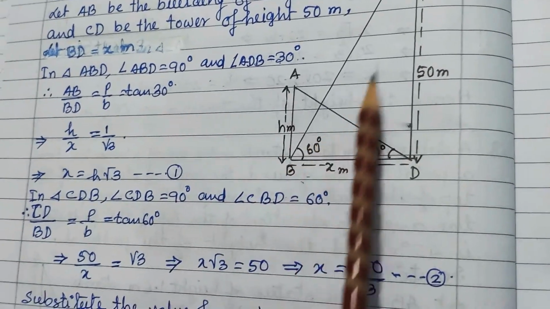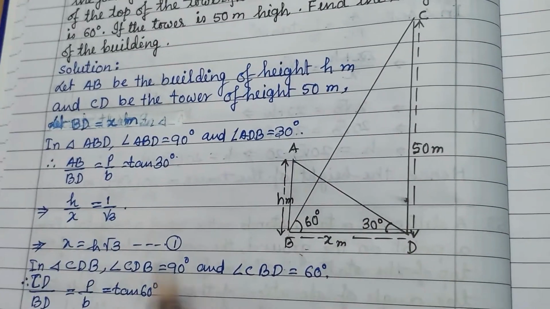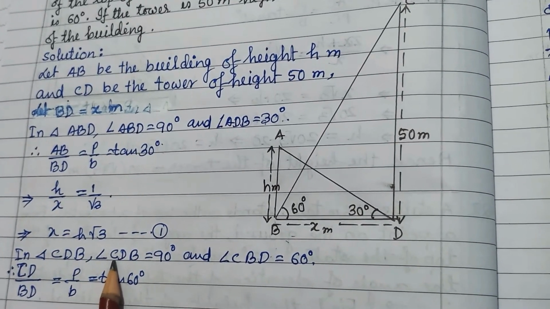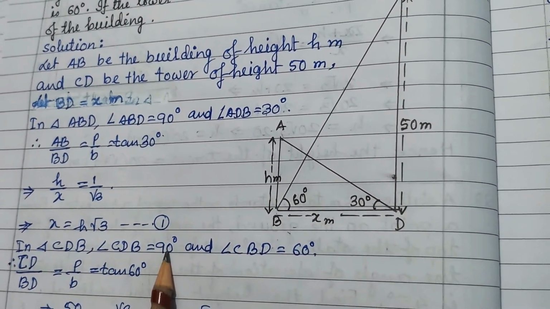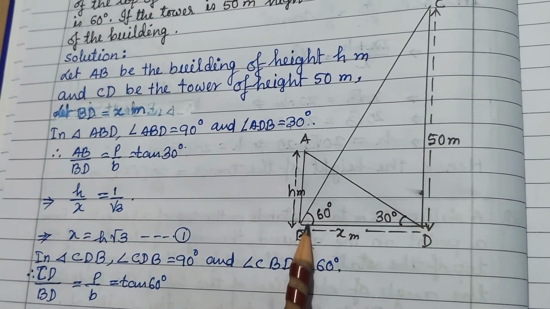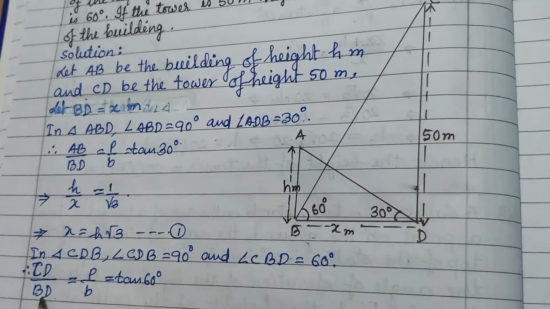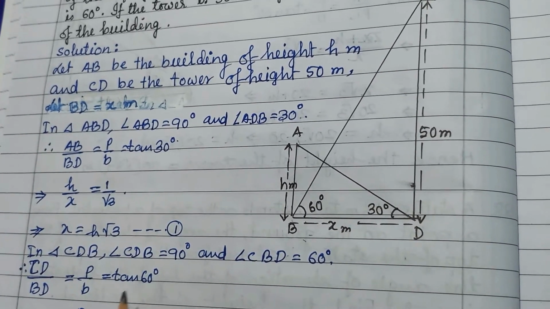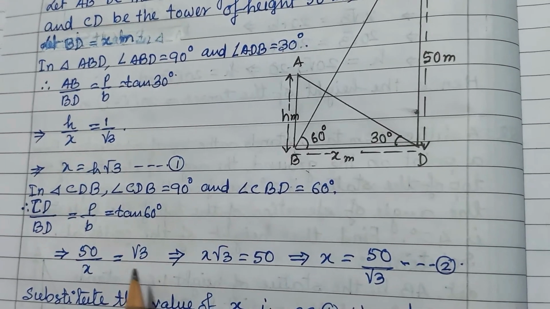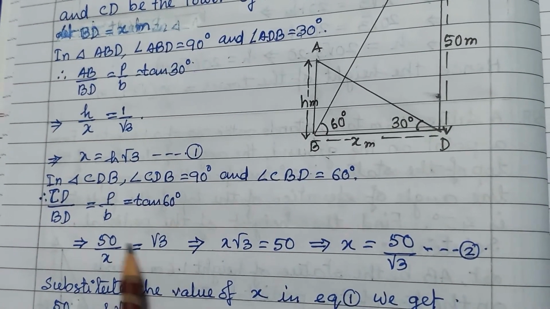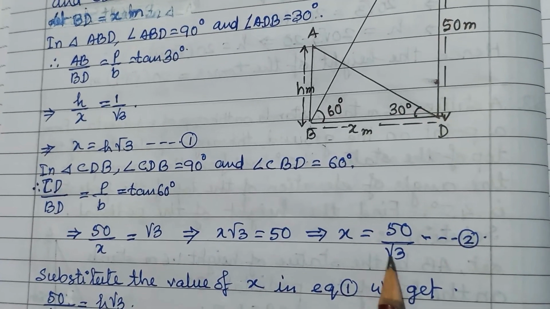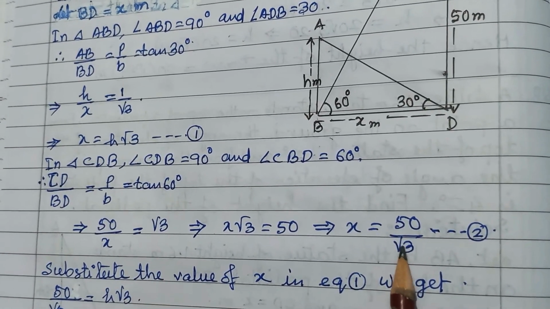Next, in triangle BDC, angle D is equal to 90 degree and angle CBD is equal to 60 degree. Now perpendicular upon base is equal to tan 60 degree. Substitute the value: 50 upon x is equal to root 3. So x root 3 is equal to 50 and x is equal to 50 upon root 3. No need to rationalize here. At the end we will do that.